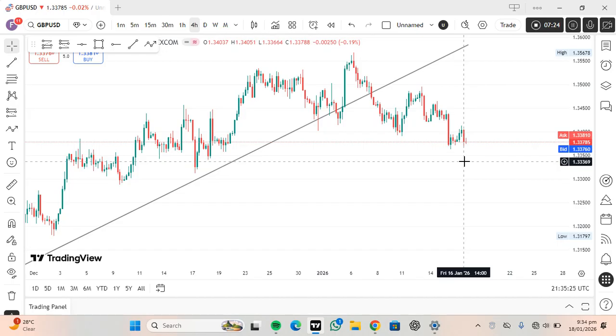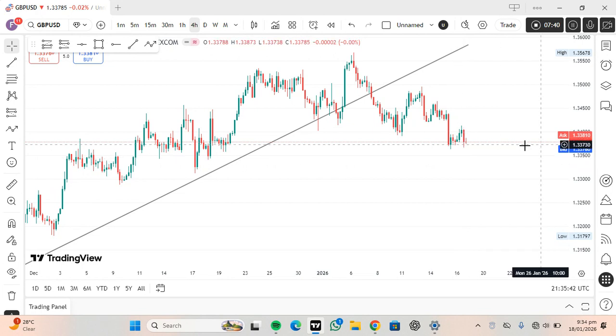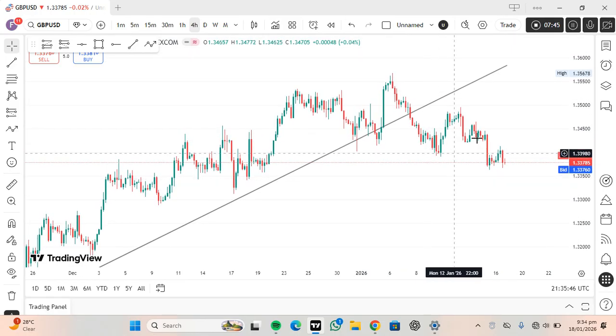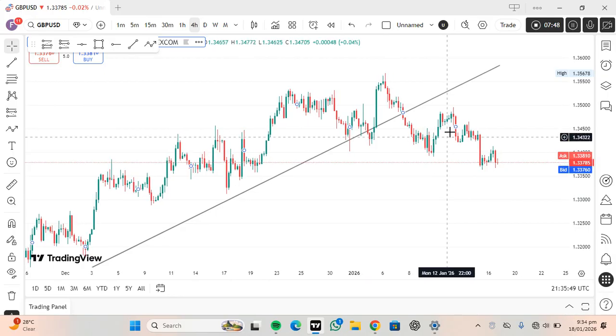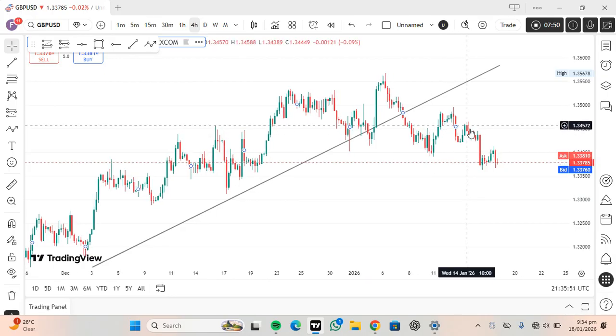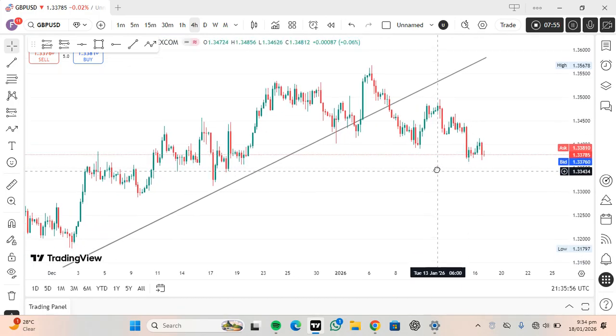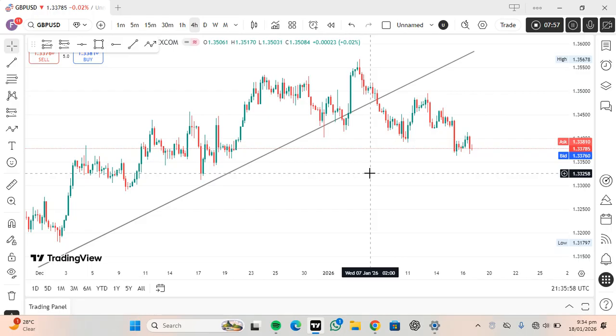So the 4 hour is not even deviating from what the daily time frame told us, and the daily time frame also didn't deviate from what the weekly time frame showed us. So the weekly time frame was bearish, the daily time frame is bearish, and the 4 hour time frame is bearish. So it tells us that GBP/USD is currently very bearish. This is very basic, and I'm sure you guys will understand it. Lower lows, lower highs, lower lows. It tells you that the market is bearish. I don't even need to do any more explanation. So now let's move to the 1 hour time frame.